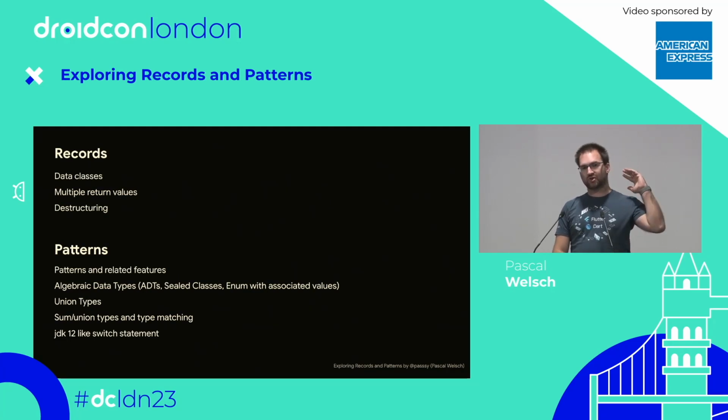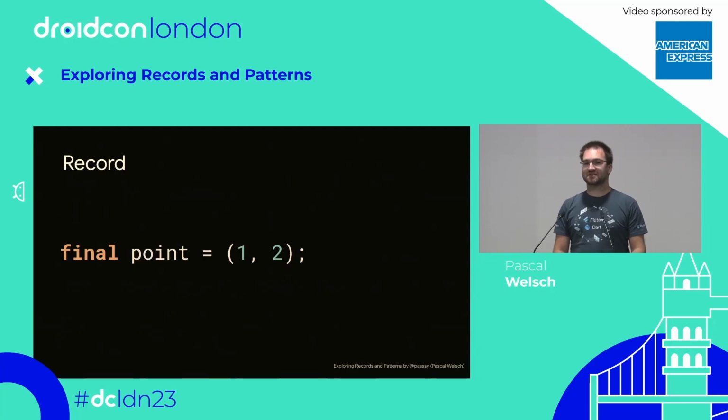So I will show you today what records are, what patterns are, how we can use them, and what the pitfalls are. Let's start with the first one, records. This is a simple record, a record of 2 numbers. These are ordered by position, so we have a first value and a second value.